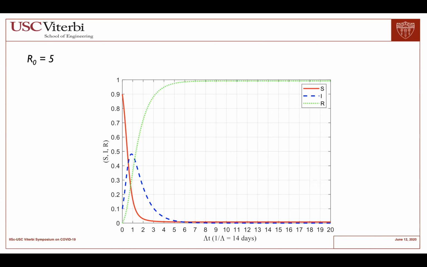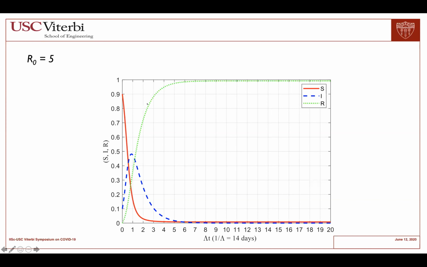What's plotted here is the blue curve that you can see. That's the fraction of people that are infected at any given time. The red curve is the susceptible population. So you start off with an initial condition where 10% are infected and 90% are susceptible.